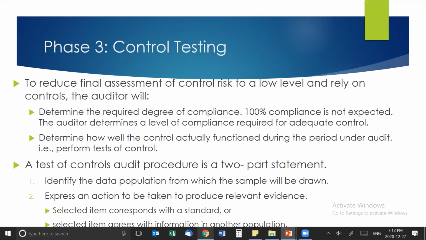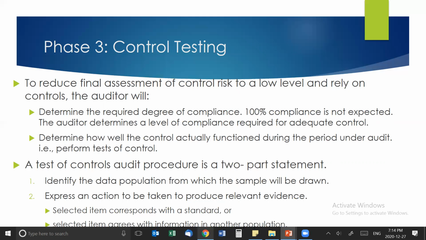So if the auditor decides that we're going to do control testing, which means control risk is low, then they have to do their planning on what their tests of controls are going to be. They're determining how well the control is actually functioning during the period of the audit. Management can tell you all these controls are being put in place, but you're going to actually test whether they are working.